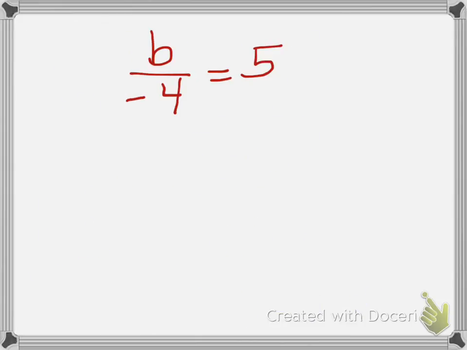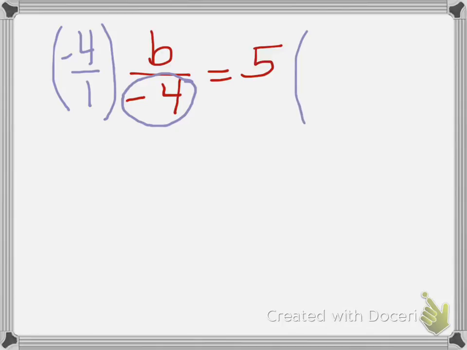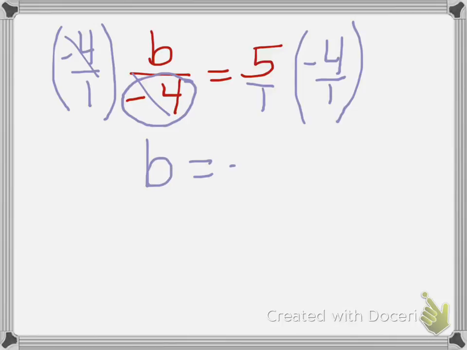One more. b divided by negative 4 equals 5. I have division by a negative 4, so I'm going to do the inverse of division, which is multiplication. I'm going to multiply by negative 4, or negative 4 over 1. What you do to one side, you have to do to the other. Okay, we'll put this over 1 to make it easier. Negative 4 over 1 times b divided by negative 4. These cancel out. That's what we want. b equals 5 times negative 4, which is negative 20.